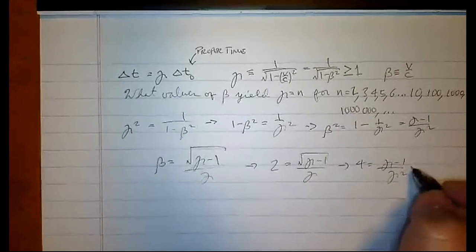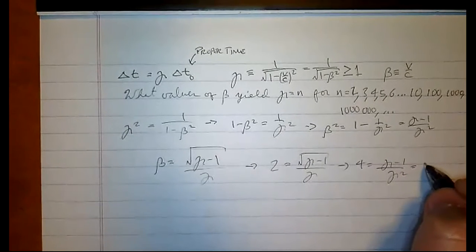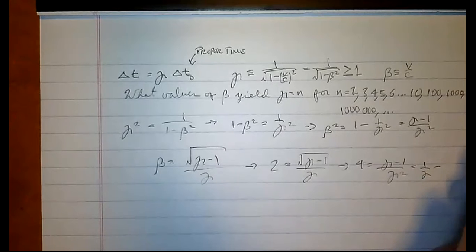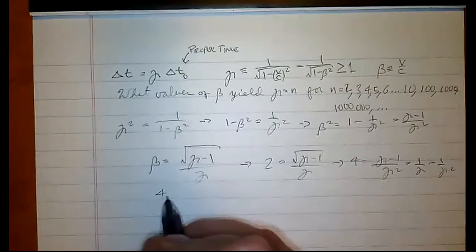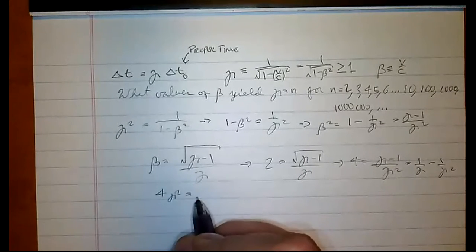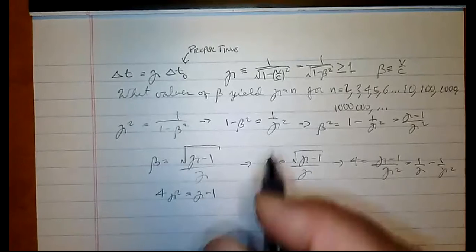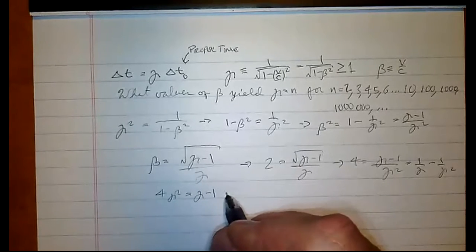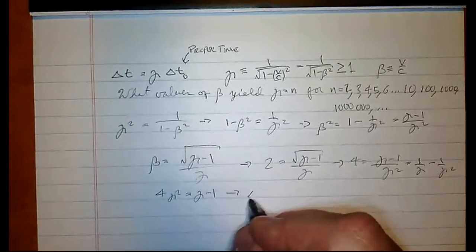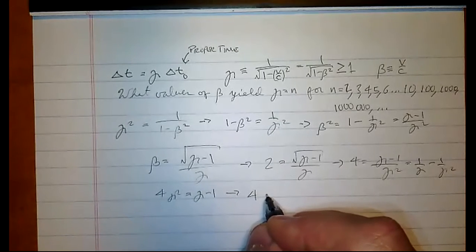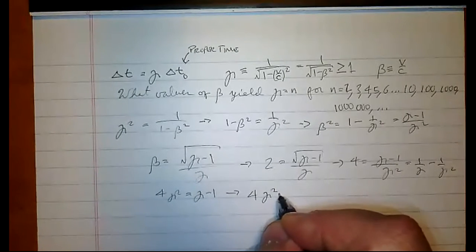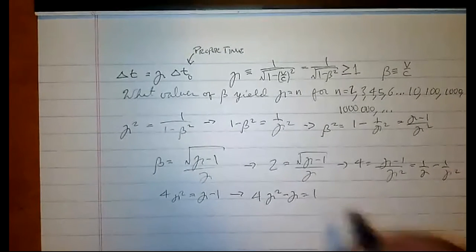And I can now say this is going to be 1 over gamma minus 1 over gamma squared. That's not necessarily the best way. I'll multiply it through by gamma. Let's say 4 gamma squared is equal to gamma minus 1. Now I'll get the gammas on the same side. And I'll say 4 times gamma squared minus gamma is equal to 1.